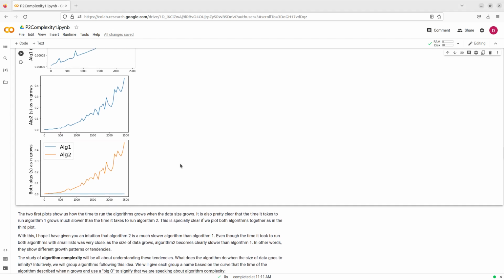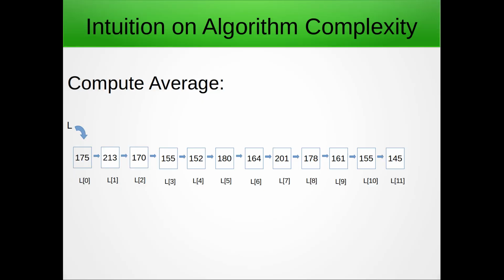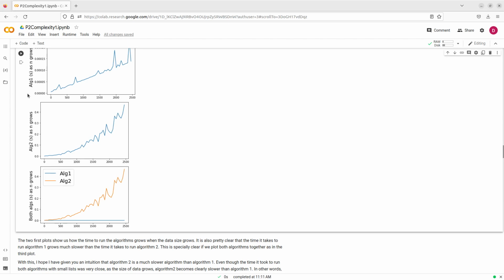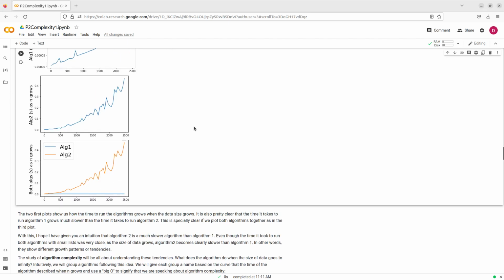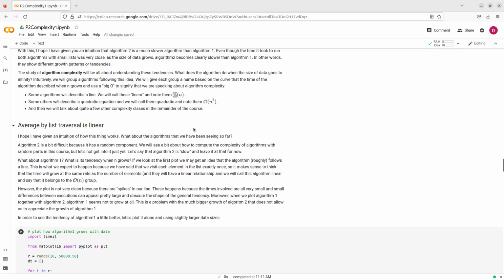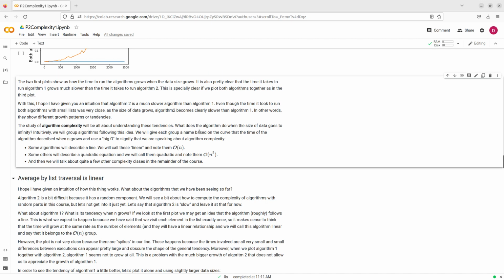We spent some time looking at an algorithm that grew in what we called a linear way. It was a list traversal algorithm, and it needed the same time to process each of the elements in one list, so it grew in a linear way when the size of that list, of that data, grew. That is going to be what we call our first complexity class.